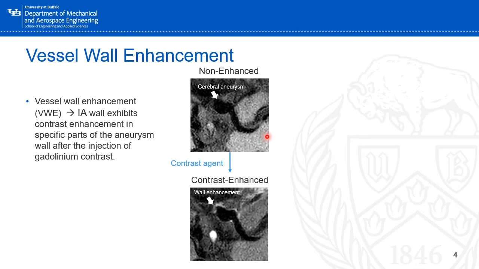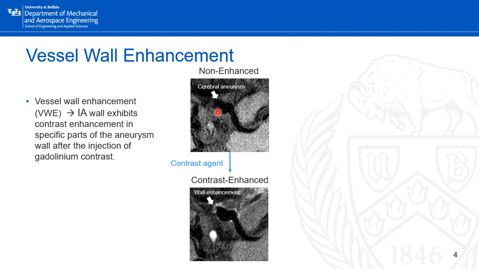Herein, the doctors take a baseline MRI image of the aneurysm called the non-enhanced MRI image, inject a gadolinium-based contrast, and take a follow-up MRI image called the contrast-enhanced MRI image. And if the gadolinium-based contrast is absorbed by the aneurysm wall in some form and proportion, this case is said to be positive, demonstrating positive vessel wall enhancement.